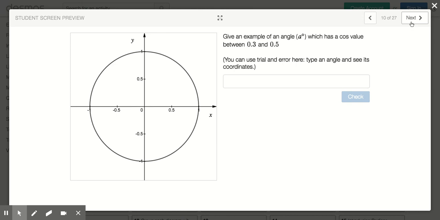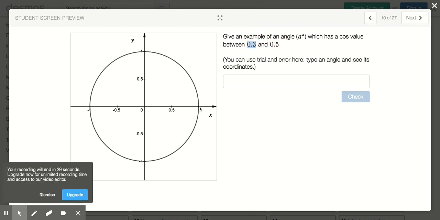Now for this question, give an example of an angle which has a cosine value between 0.3 and 0.5. Use trial and error. So you can check your answers here, but here's a little tip. So I know that my cosine is my x coordinate, and it looks like my x coordinate is going to be positive. So I know that it's going to be somewhere here, right? It's going to be in my first or fourth quadrant because these have positive x values.